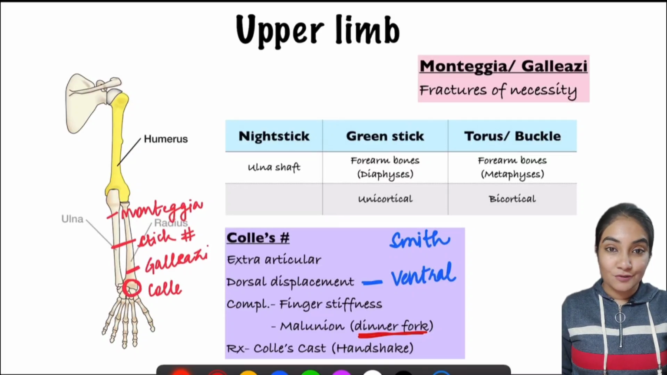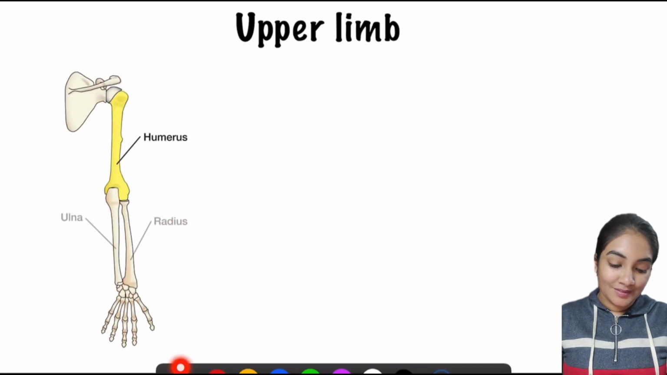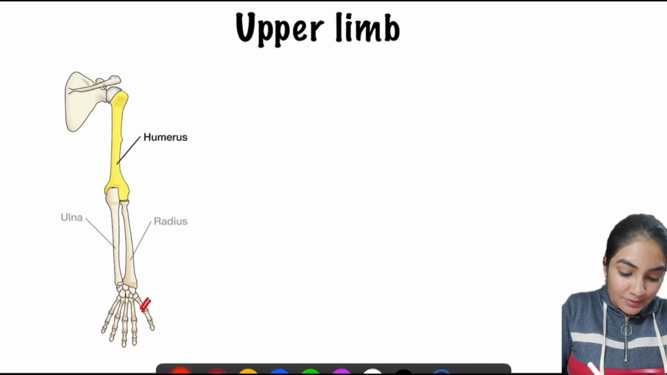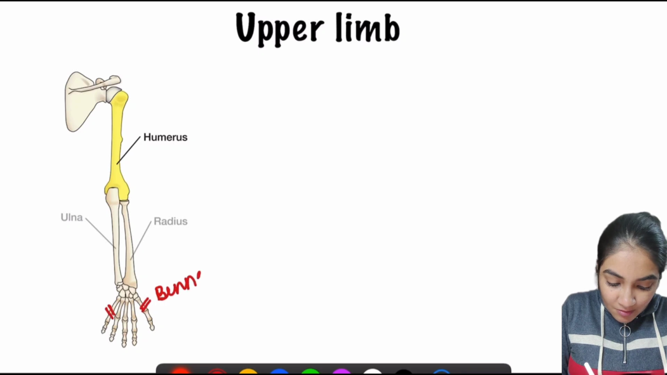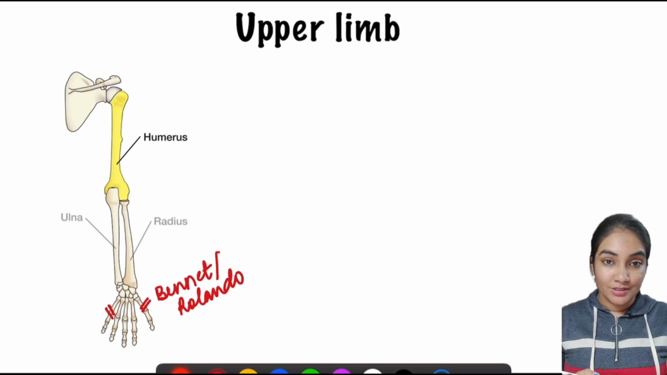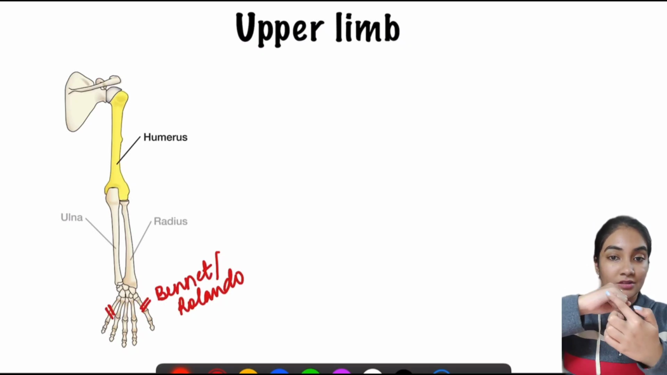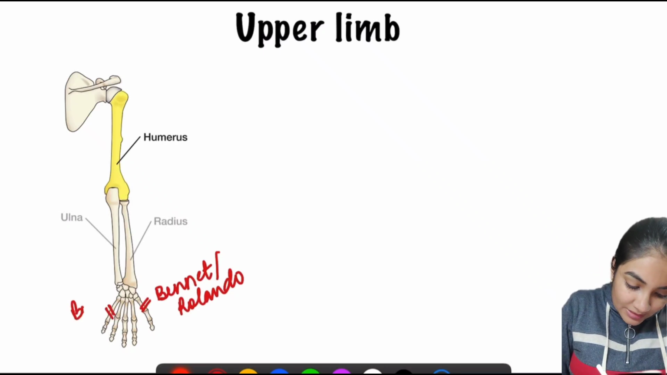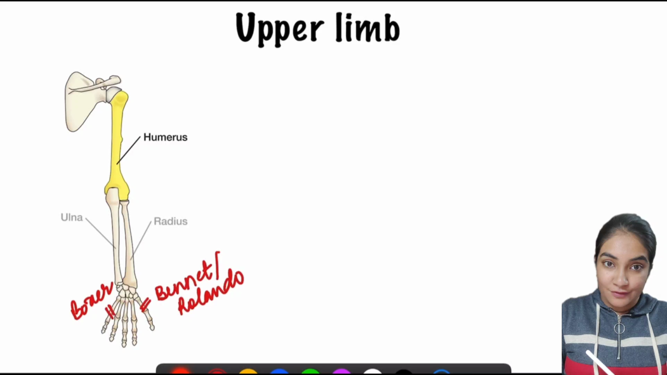Moving on to fractures of the palm region. Here we have mainly two fractures, first metacarpal and fifth metacarpal. First is Bennett or Rolando, depending on the number of parts of fracture, and fifth metacarpal is fractured when you are boxing. The fifth metacarpal is fractured and thus it is called boxer's fracture.